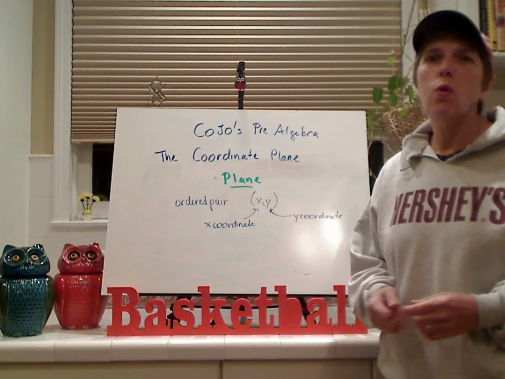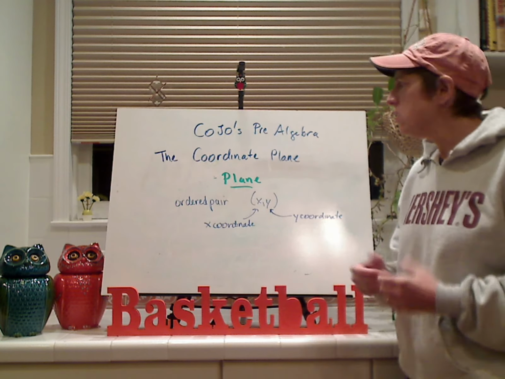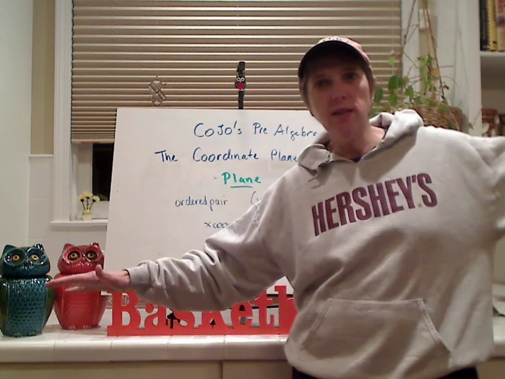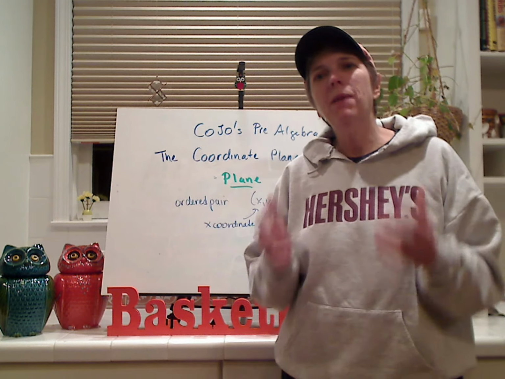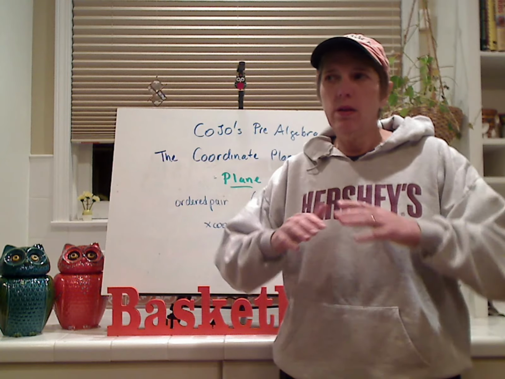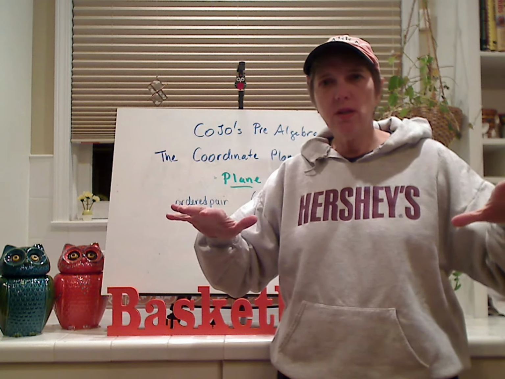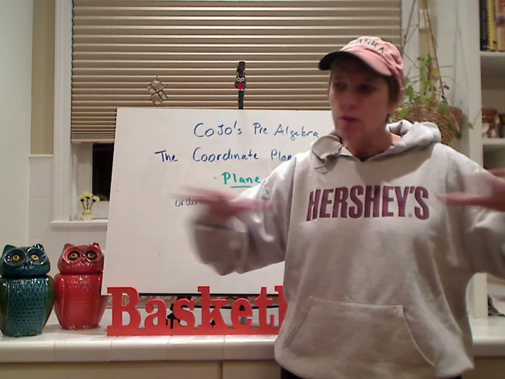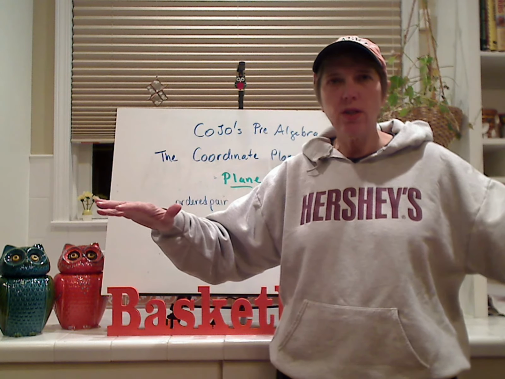And today we're talking about the coordinate plane. Now, let's start off by saying what is a plane? And I don't mean an airplane that flies in the air. We're talking about a plane, which is described as a flat surface that goes in all directions forever. It's just a flat surface that extends in all directions.